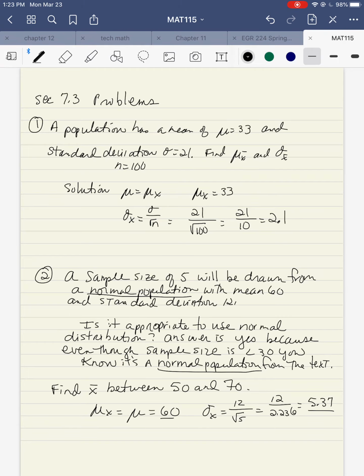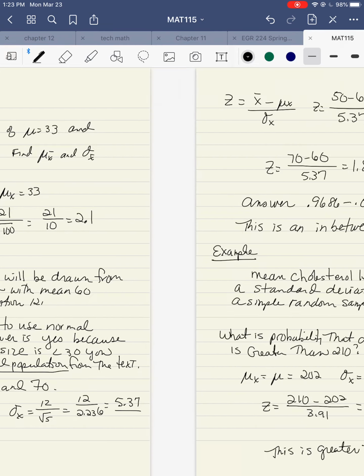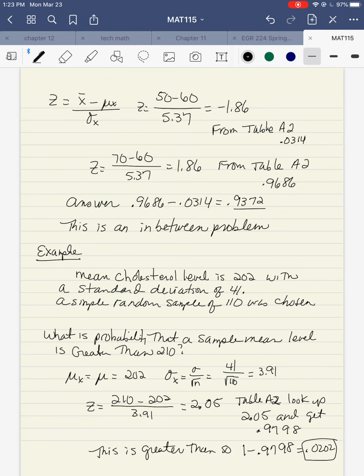So mu sub x is equal to the mean, which is 60. Sigma x is equal to 12 divided by the square root of n, and n in this case is 5. The sample size is 5. The square root of 5 is 2.236, so it's 12 divided by 2.236, which is 5.37. From that you find z. You take x minus mu, so they're saying between 50 and 70. So x bar is 50 first, so 50 minus 60 divided by 5.37, you get a minus 1.86.